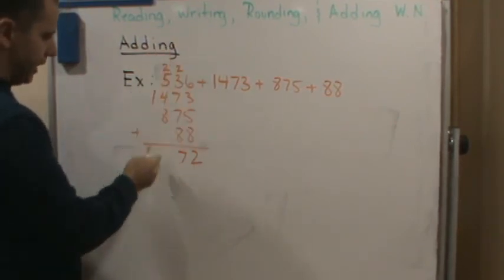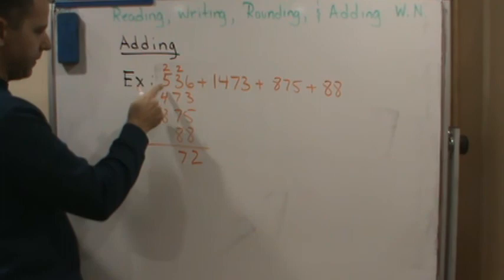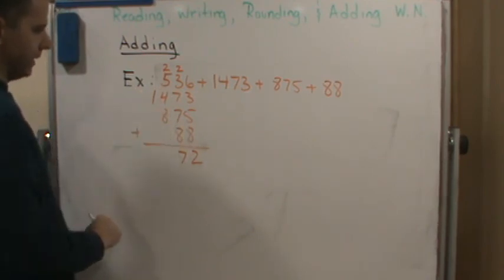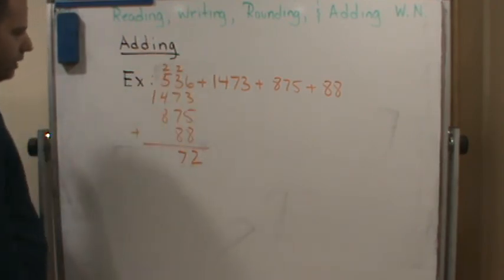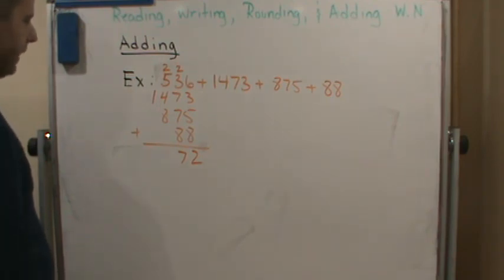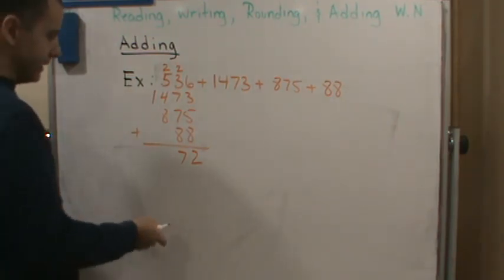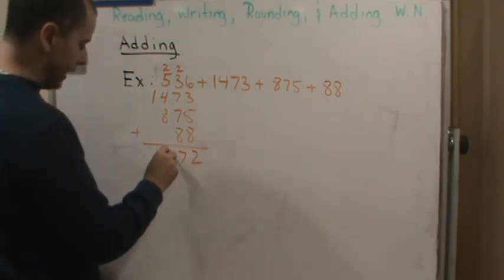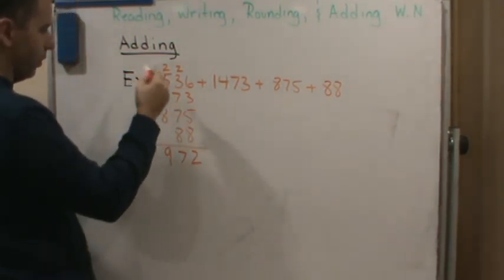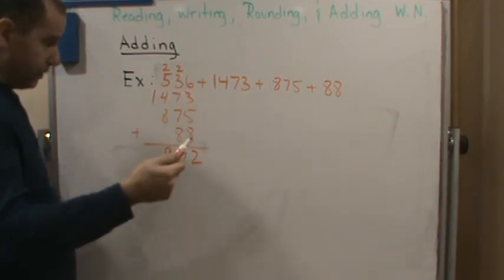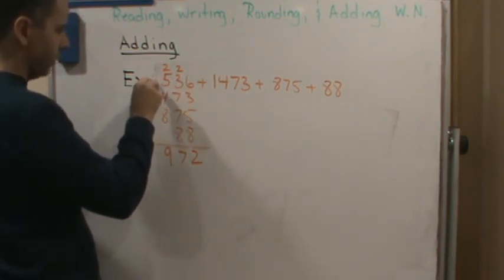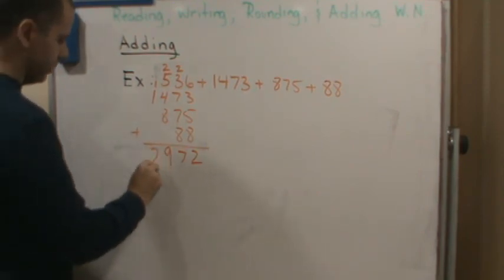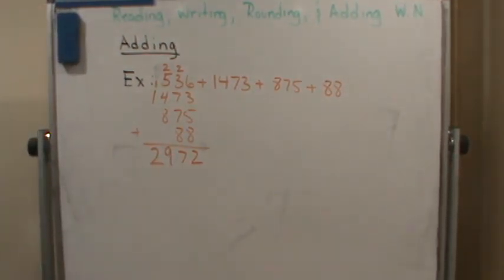And now I'm going to add the hundreds. So I have 200s, plus 500s, plus 400s, plus 800. So if I add all of those digits together, I get 19. So I have 1900s. Well, again, I can only stick at most 9 in here. And then the other 10 hundreds, which is 1,000, will go in here. And so I get 2,972. And that's how you do it.